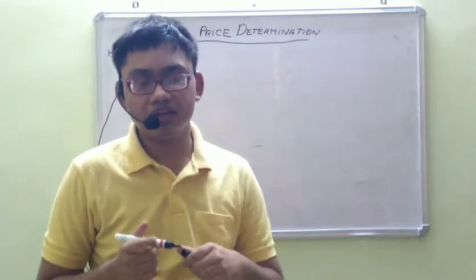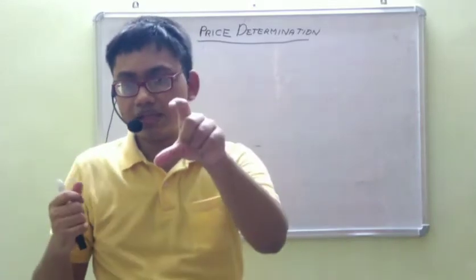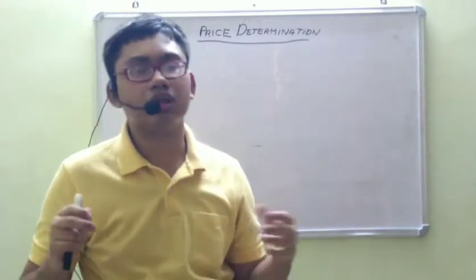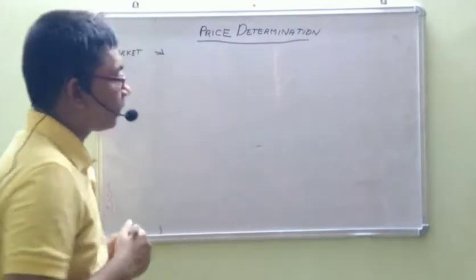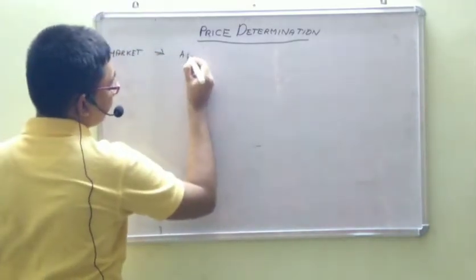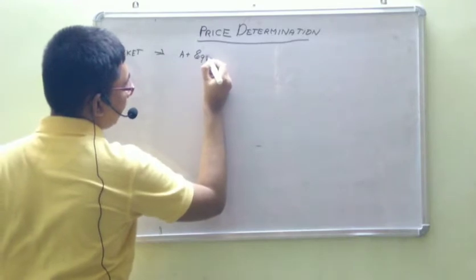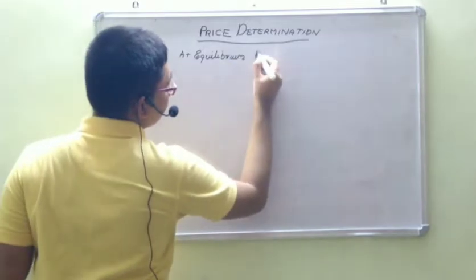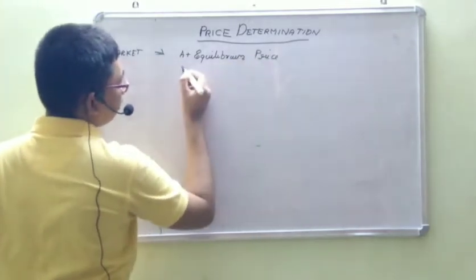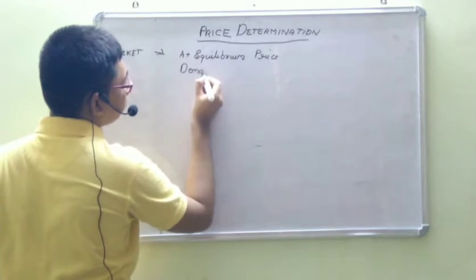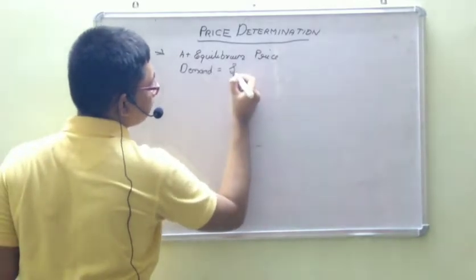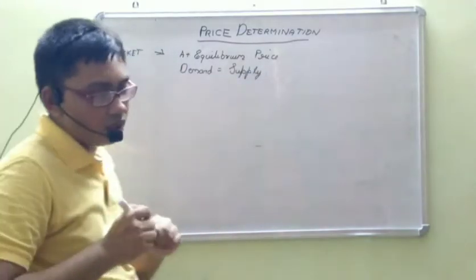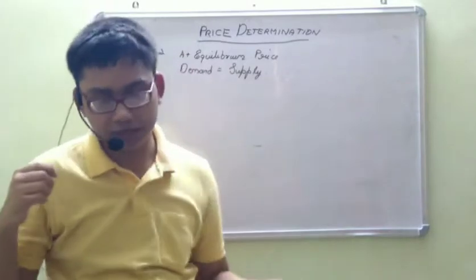So, how can we tell it? At a given price, all what the buyers want to buy is equal to all what the sellers want to sell. Thus, at equilibrium price, demand is equal to supply.